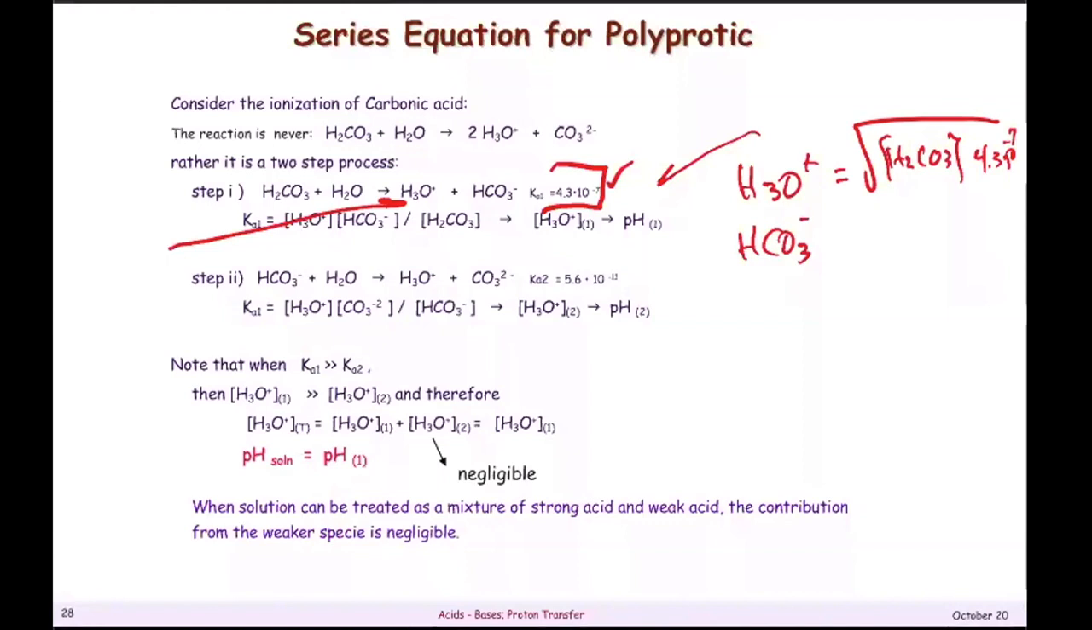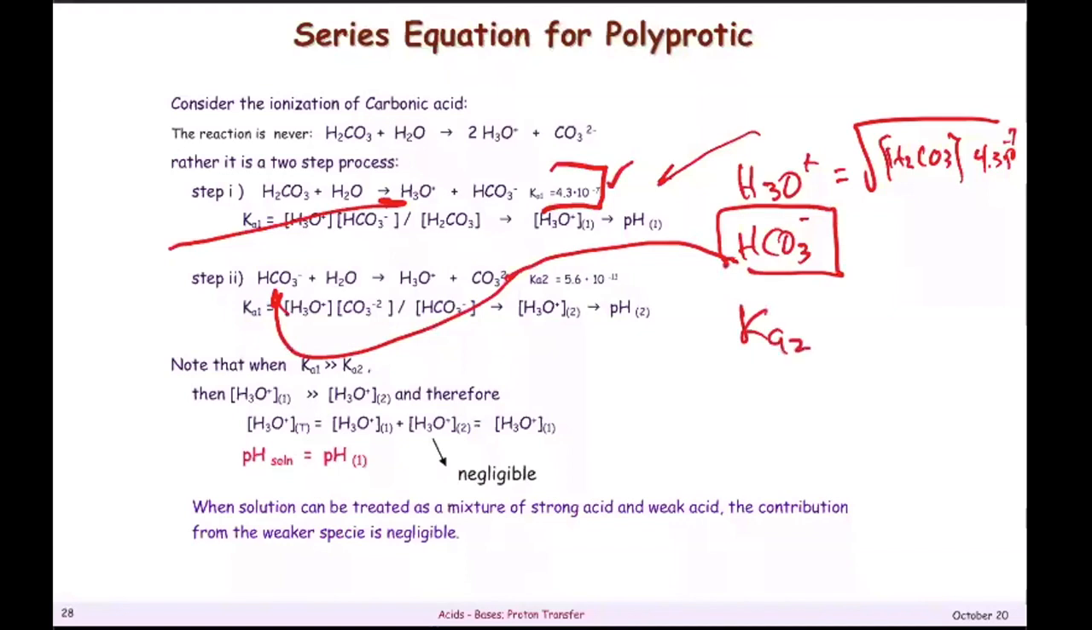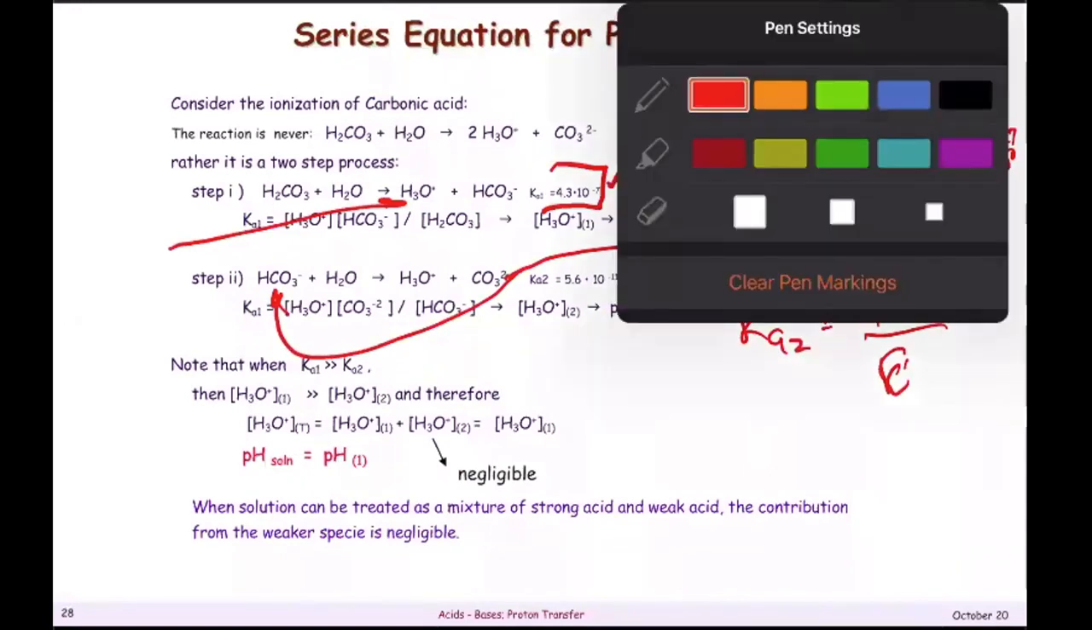bicarbonate. Why do you need the bicarbonate? Because the bicarbonate now is used in this equilibrium. For the second step, you need the initial concentration of that. Where do you get it? You get it from the first equilibrium. Okay? So once you have this from the first step, then you can plug it in here. Ka2 equals x squared over the bicarbonate concentration.